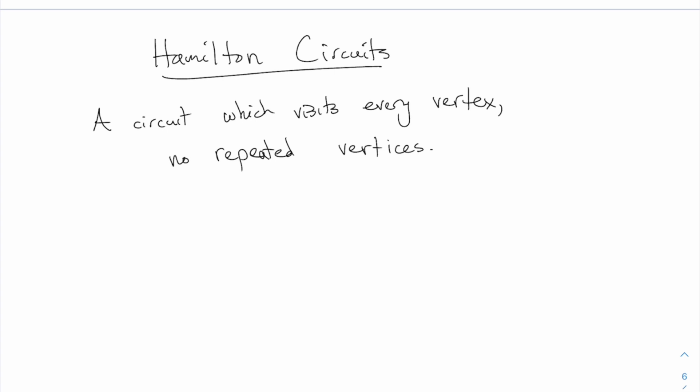I think Irish, Hamilton. Not the Hamilton of American history, although the American Hamilton came up with some things in mathematics which are named after him. There's something called the Hamilton apportionment strategy, which I don't know much about. But anyway, this is not that Hamilton. This is a different Hamilton. A circuit which visits every vertex and doesn't repeat any vertices is called a Hamilton circuit.